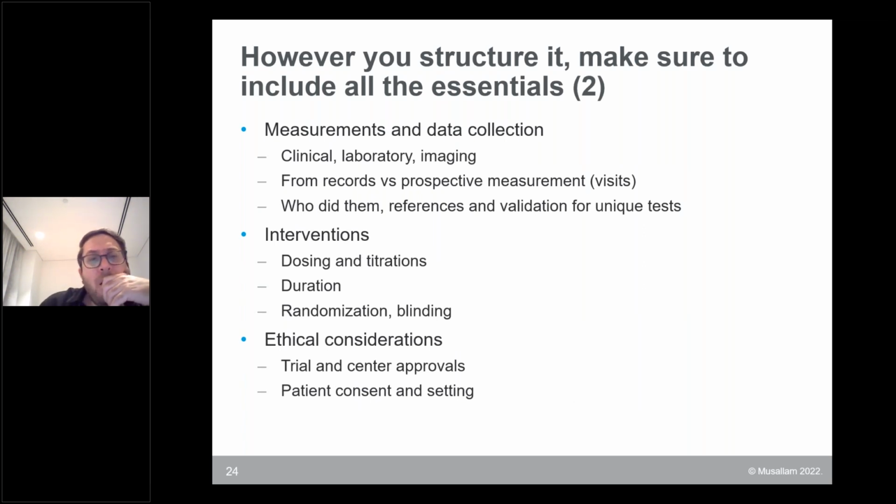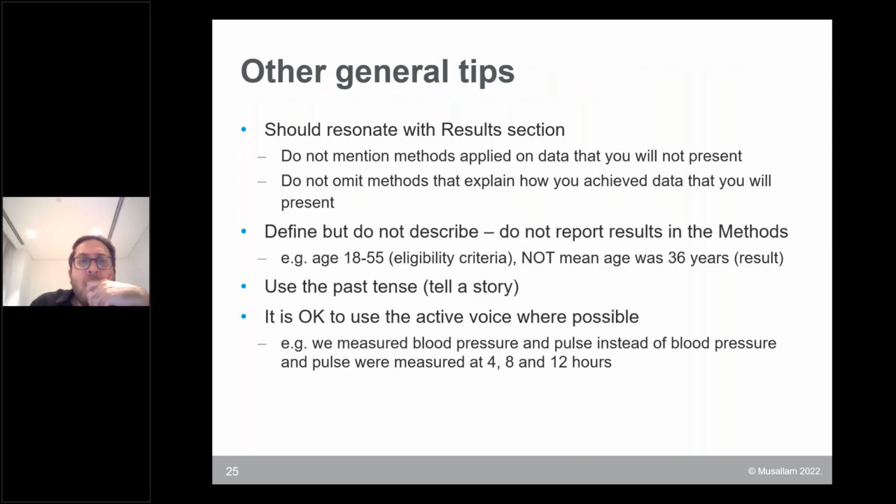In the methods, you can also, obviously, if it's a trial, put everything about the intervention, which drug you gave, the dosing, randomization, blinding, all this stuff. And there is a section usually for ethical considerations, the ethical committee approval, patient consents, etc. Most journals ask you for a specific wording there, and some ask you to put it at the end of the paper, but many ask for it in the methods section.